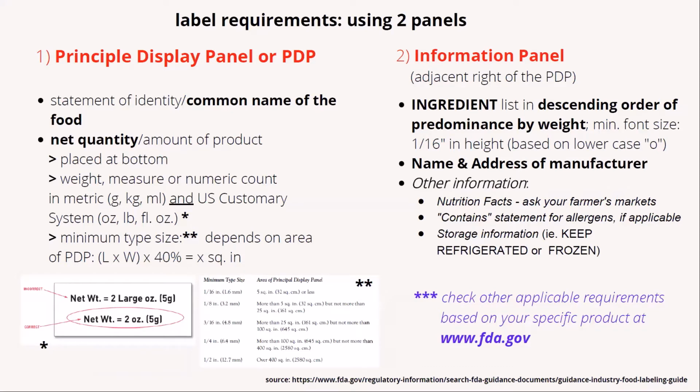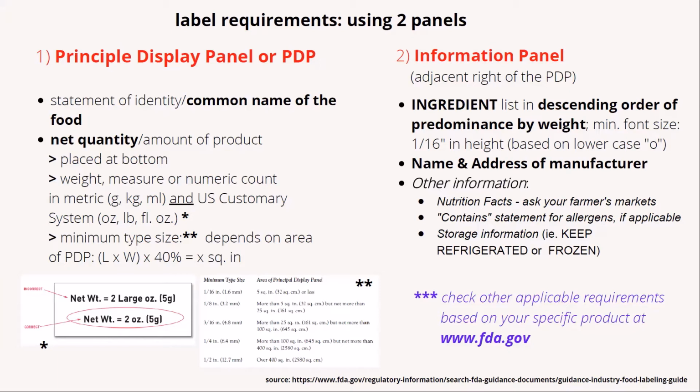So if you choose to use two panels, the principal display panel will have the statement of identity, which is a common name of the food. It must also indicate the net quantity of contents, and that will be placed at the bottom of the label, given in weight, measure, or numeric count. It's required in both metric and US customary system.